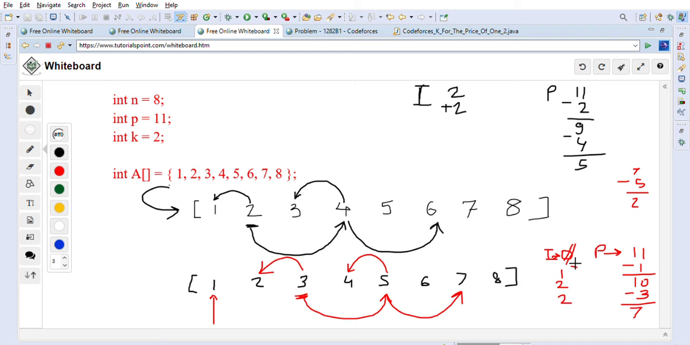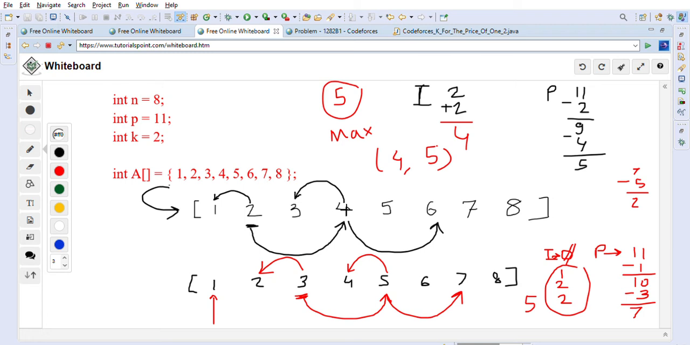So maximum number of items we can buy is 5 with this approach, and 4 with this approach, right? First choice is 4, and second choice is 5, right? So we will take 4 comma 5, and we will take the maximum of that, right? Max. So the answer will be 5. So there are 5 items which we can buy maximum, right? So this is how we can solve the Codeforces problem k for the price of 1.